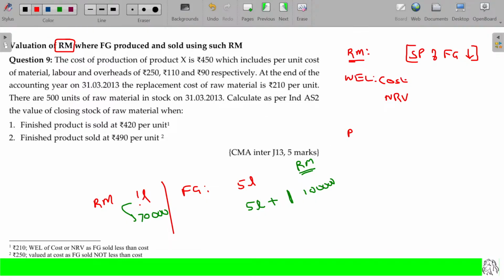Because how can we value the raw material worth? If the sale price of the finished goods manufactured using this raw material remains constant or increasing, then value will be equivalent to cost only. Suppose the value decreases to 70.